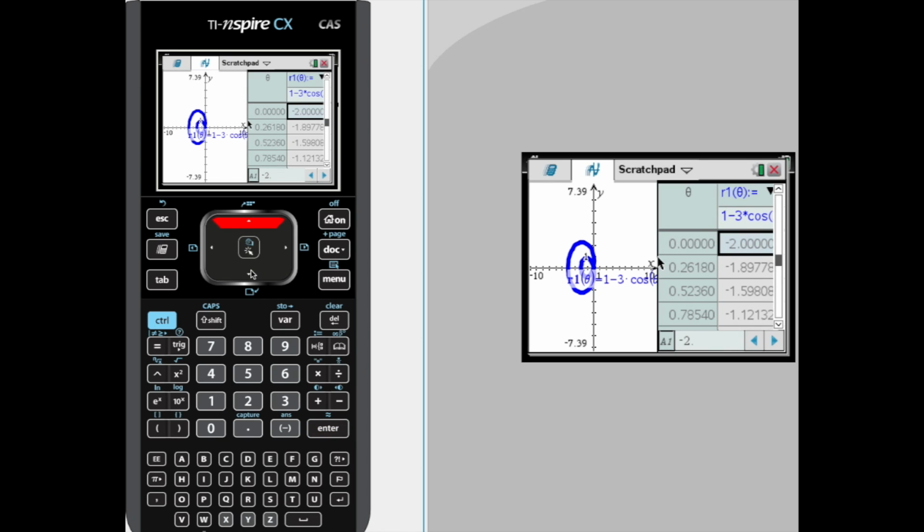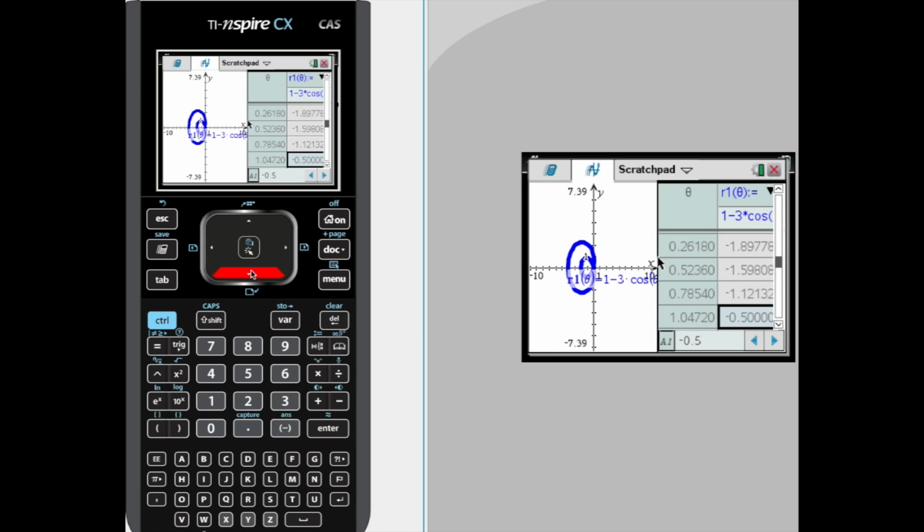And at 0 radians, we had a radius of -2. At pi over 12 radians, we had a radius of approximately -1.9. At 2 pi over 12, or pi over 6 radians, we have a radius of approximately -1.6. At 3 pi over 12, or pi over 4, we have a radius of approximately -1.12, and so on, counting down by increments of pi over 12 or every 15 degrees.